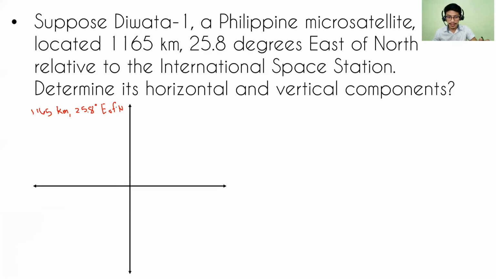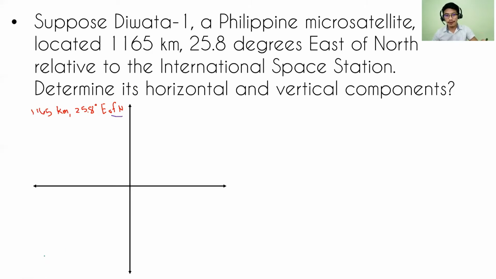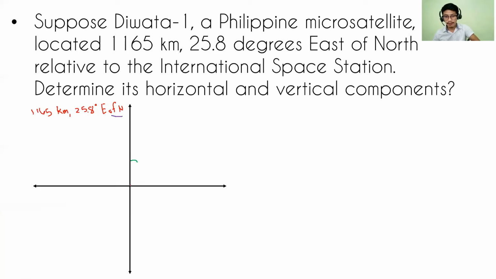The direction is east of north. So that means our angle is attached along the north direction because that is north first. So dapat naka-attach sa north. Sumula sa north, papunta siya sa east. Yan. That will be our direction. Ibig sabihin, this will be our vector. Ito yung vector natin.